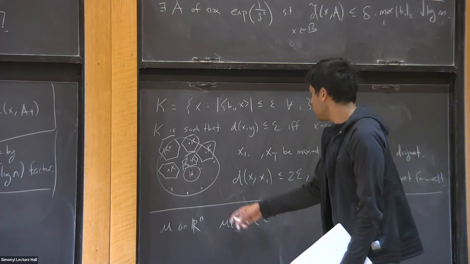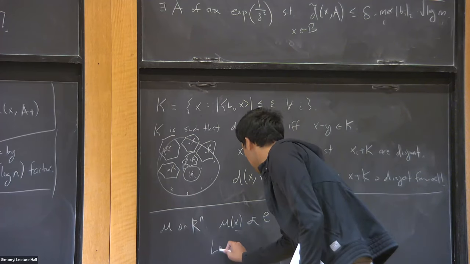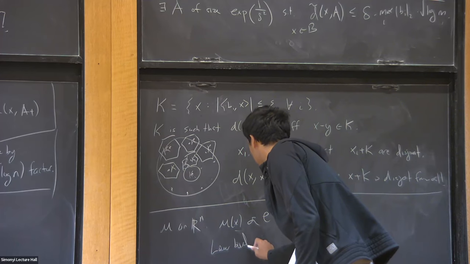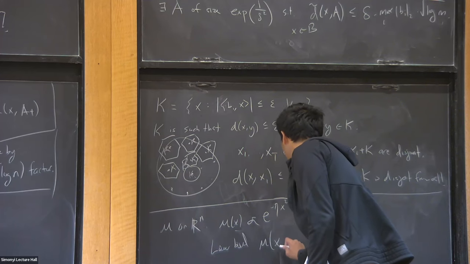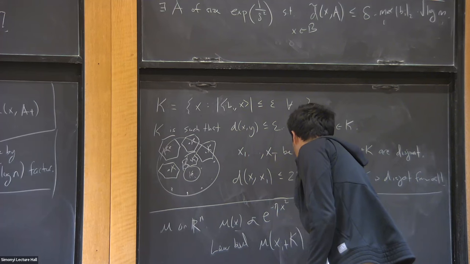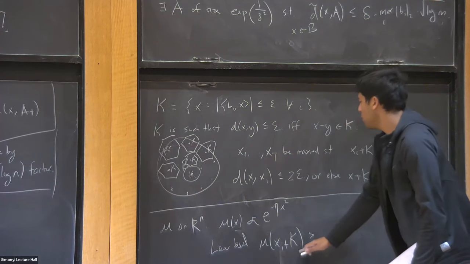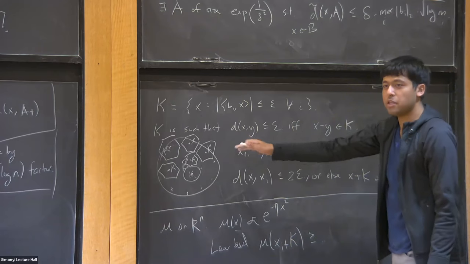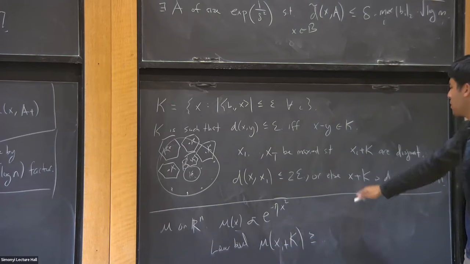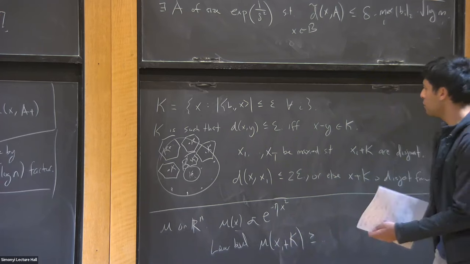And now I'm going to try to lower bound the measure of x_i plus K as at least something. And because I have this measure lower bound, I know I can bound T, which is going to be basically 1 over this measure. Let me just do the proof and see.